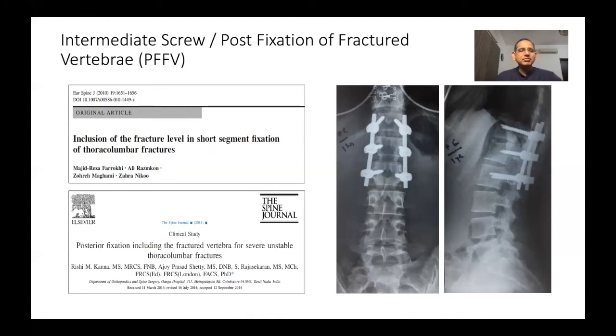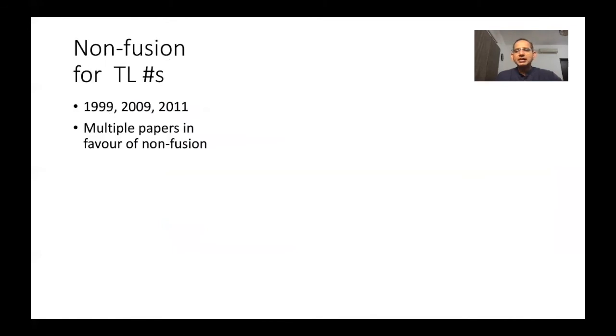And these papers actually began to be the norm for short segment fixations, and people began to incorporate the index or the intermediate screws into the fractured vertebrae, which helped in the short segment cases. And a concept that probably has evolved over the last 2 decades, but has not really been at the forefront of discussion in thoracolumbar fracture forums is non-fusion.